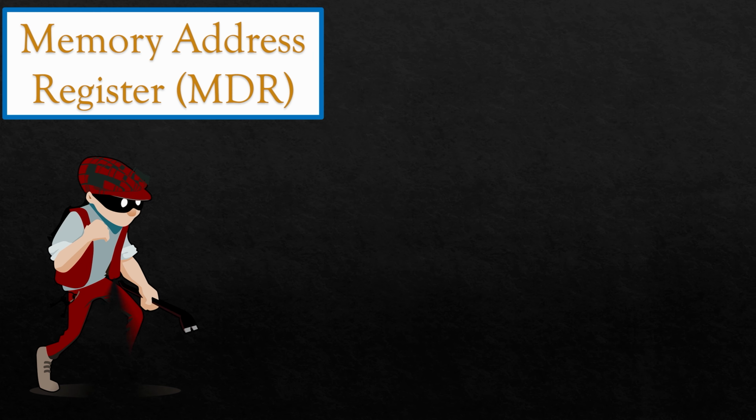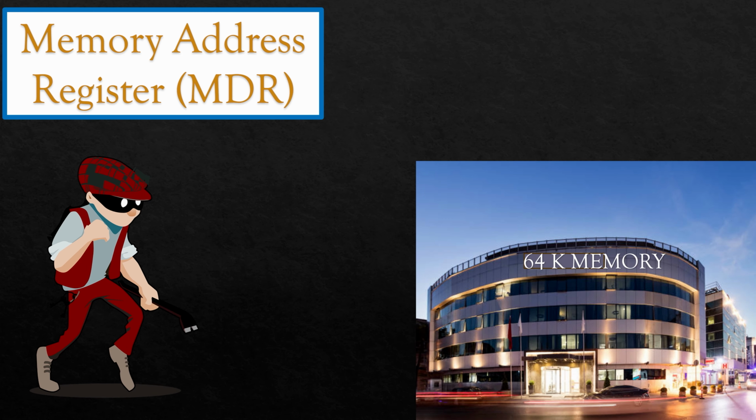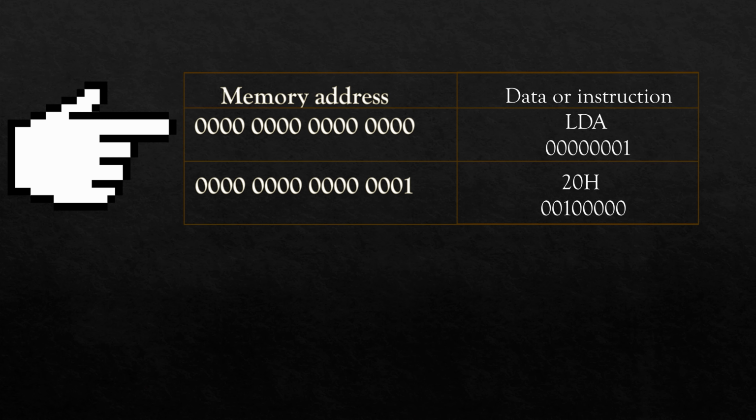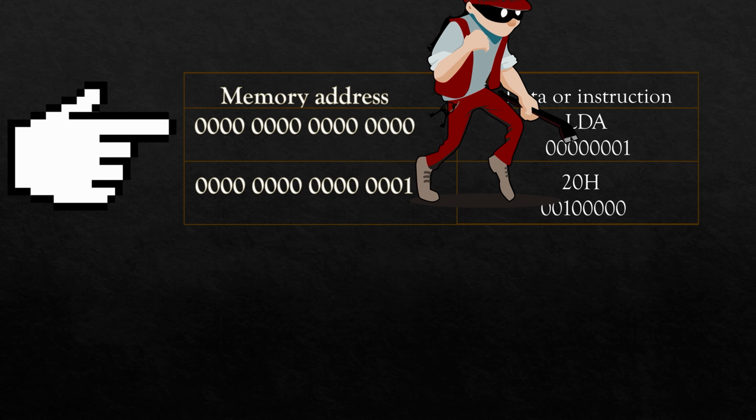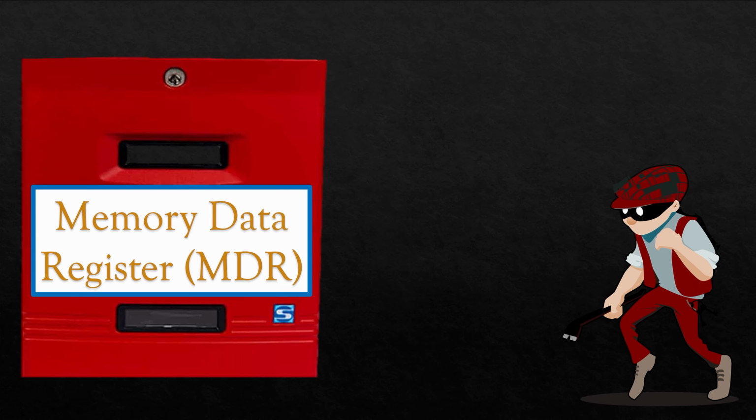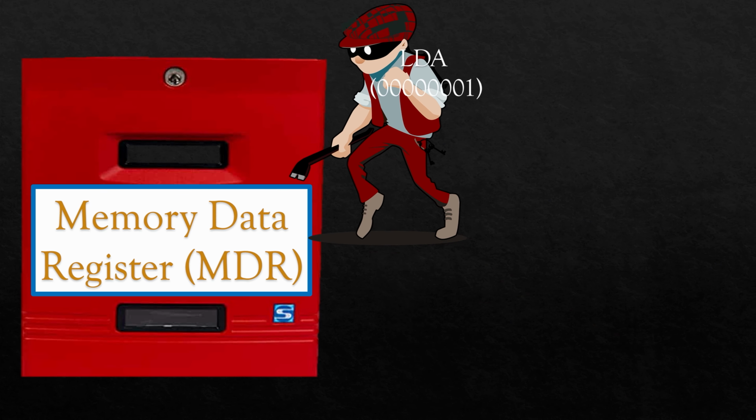Memory address register is just like a rover that enters into a 64K memory, steals the data or instruction that is being pointed by the program counter, and gives it to the memory data register.